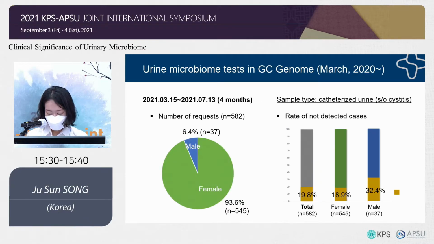GC Genome launched a urine microbiome test in March last year. In the last 3 months, we analyzed 582 requests, most were female. About 20% of requests were reported as no bacteria present, and it may be due to the unlimited sensitivity of our microbiome test, especially in the samples with low microbial burden.